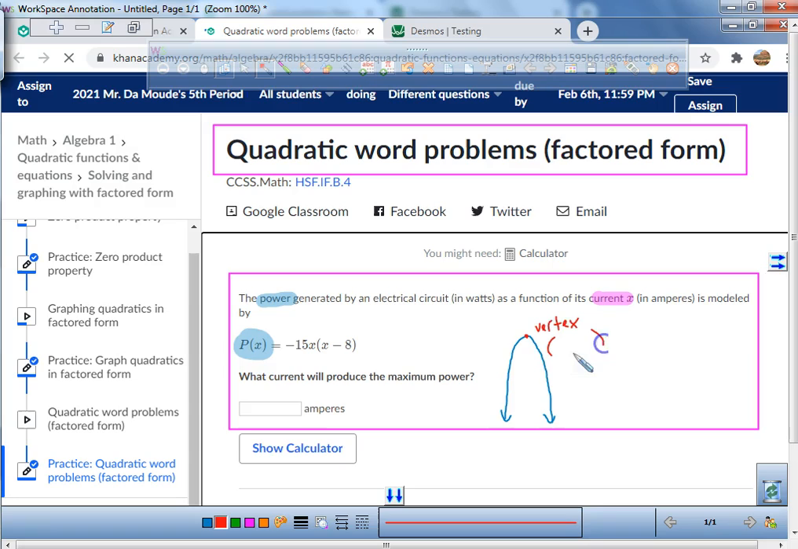Now everybody understands the vertex has an x value and a y value. Now the actual maximum power is your y value, but the current that will produce the maximum power is talking about our x value because we're looking for the current. Now by the way, remember this is in factored form. Could anybody tell me where you think my zeros are without using a graphing calculator or any type of graphing device?